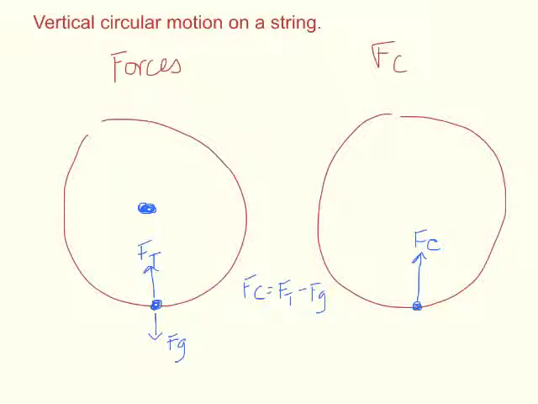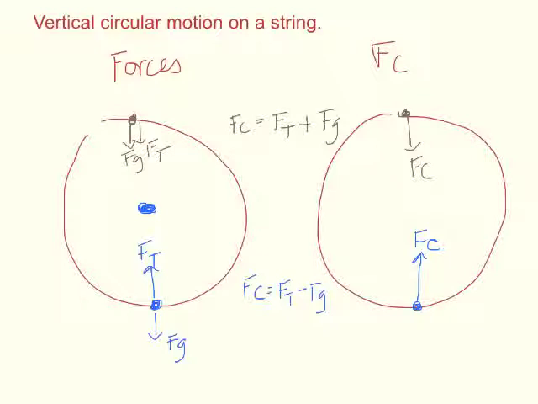If we are dealing with, say, the very top, again, Fg will point down, but so will your force of tension, because force of tension has to point towards the center of the circle, because that's where you're holding on to the string. And then Fc also points to the center of the circle. Now, both of the arrows are in the same direction as Fc, so Fc is equal to Ft plus Fg.